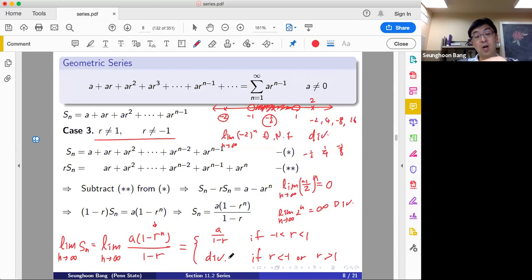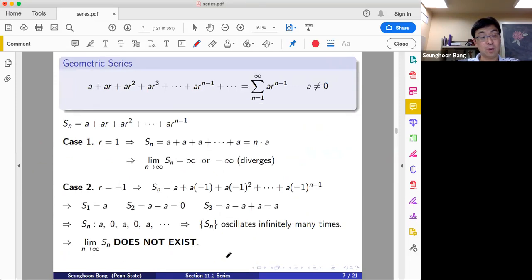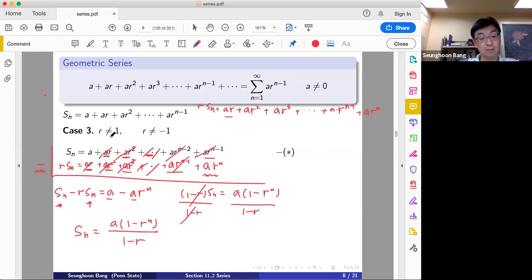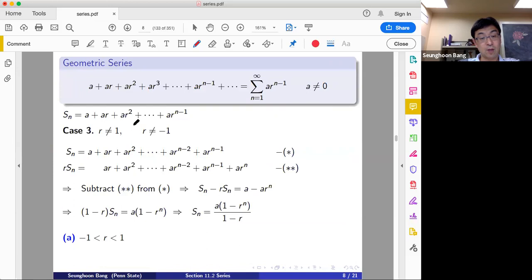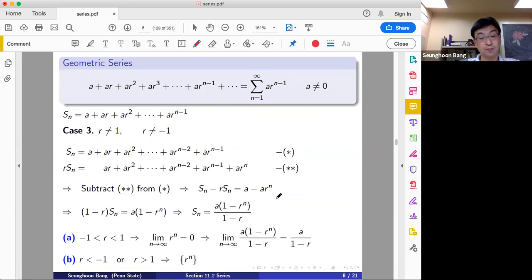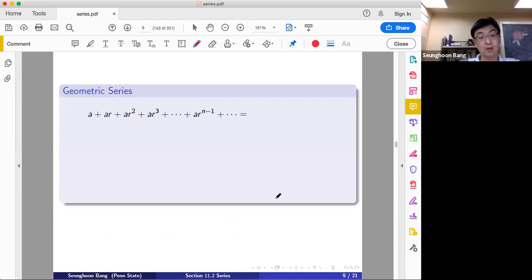So you can combine case 1, case 2, case 3. What was case 1? Case 1 is r equals 1. What is the answer? Divergent. And r equals minus 1. What is the answer? Divergent. You can combine case 1, case 2, case 3. So we have this result.